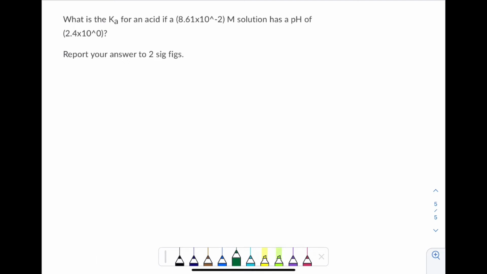All right, in this problem, we are looking for the Ka of an acid given a pH value. These are very similar to the kinds of questions we saw back in the equilibrium module before we even started talking about acids and bases. We've just introduced some new vocabulary here.